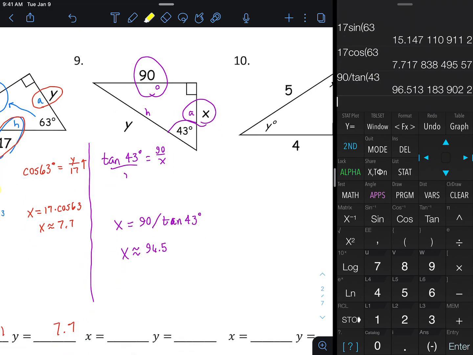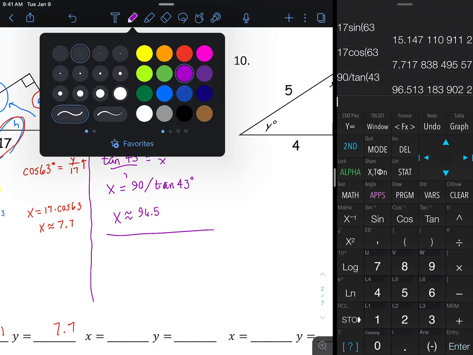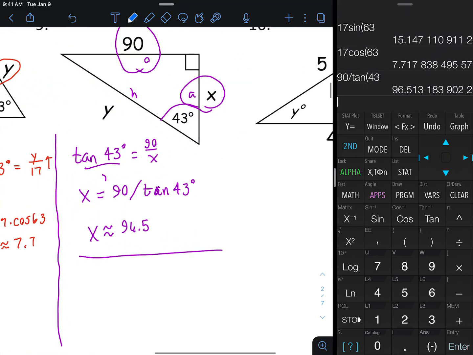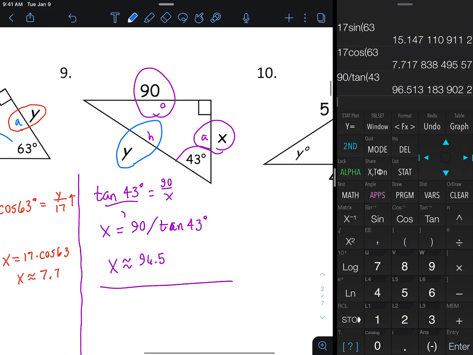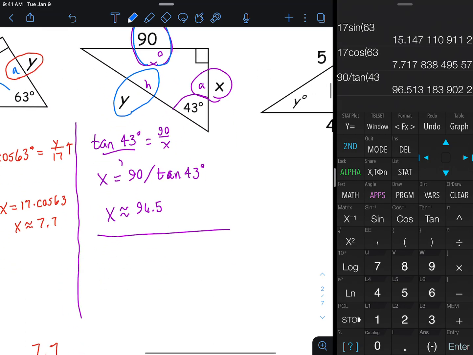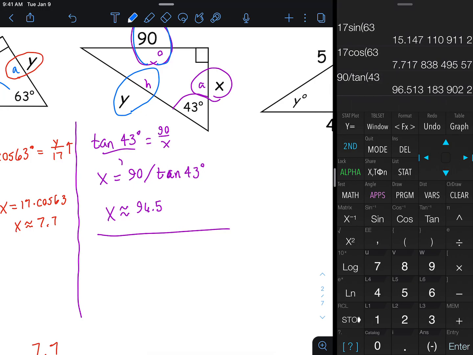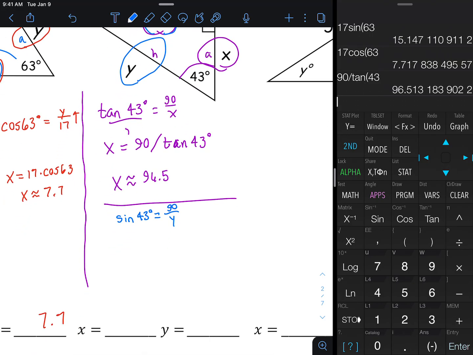Here, I'm going to change my format. Draw a horizontal line and split it up this way. Now for y, we'll use the h and the o, and that's going to be your sine function. So that'll be sine of 43 degrees equals 90 over y. Y is in the denominator.